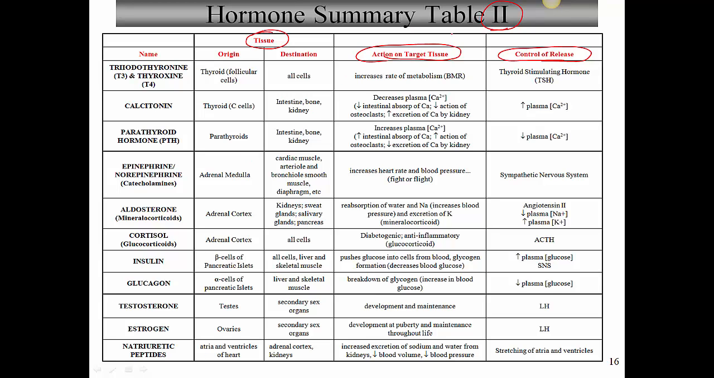So the tables, I would say, between table 1 and table 2 probably contain about 80% of the information that you're going to need to know and memorize for the exam. I know this is a lot of information. The endocrine system is pretty extensive, but this is important information because the endocrine system is such an important control system of the body. Okay, so that finishes off our lectures on the endocrine system.